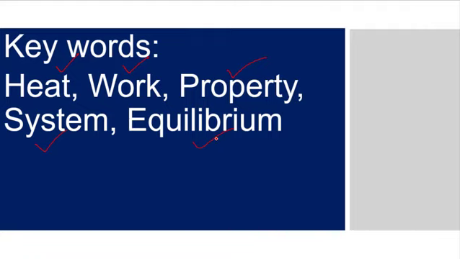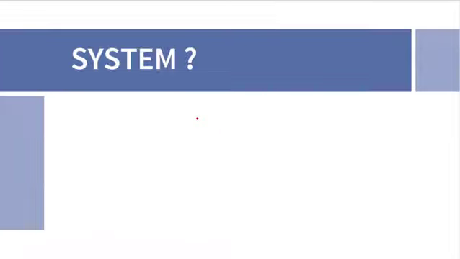So first we will try to understand a system. In thermodynamics, a system, that means a thermodynamic system, can be defined as a quantity of fixed mass, or we can say a particular region under investigation. That means if we want to study this particular mass or region, then it will be called a system.